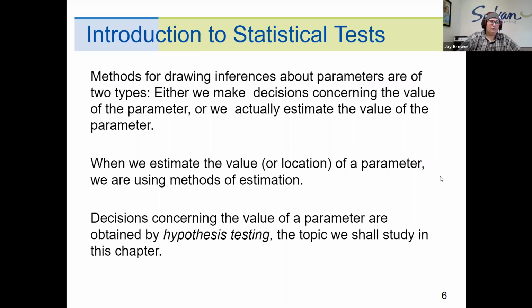So methods for drawing inferences about parameters are 2 types. Either we make decisions concerning the value of a parameter, or we actually estimate the value of the parameter. When we estimate the value or location of a parameter, we are using methods of estimation. Decisions concerning the value of a parameter are obtained by hypothesis testing. The document or the topic we will study in this section.